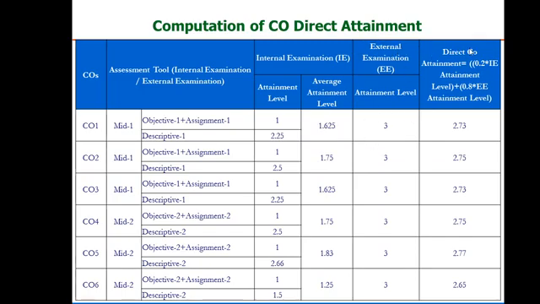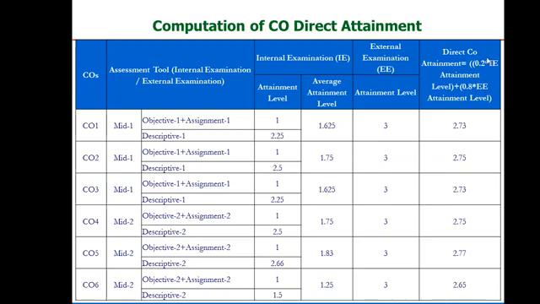Then coming to the formula for computation of direct CO attainment, earlier what we have defined, 20% of weightage from internal examination and 80% of weightage from external examination. So that is 0.2 into internal attainment level plus 0.8 into external examination attainment level.